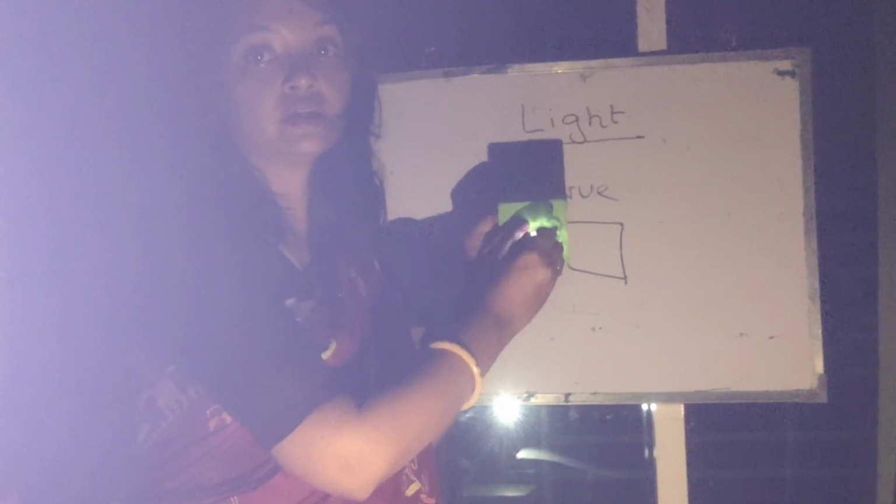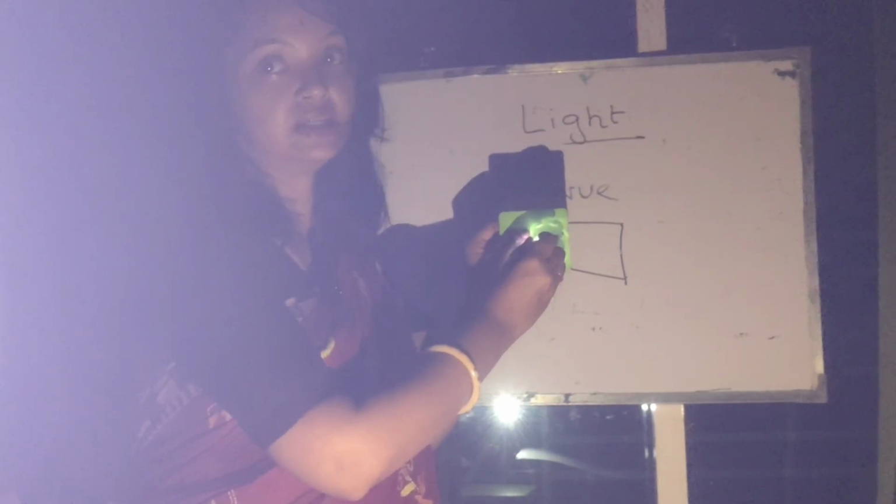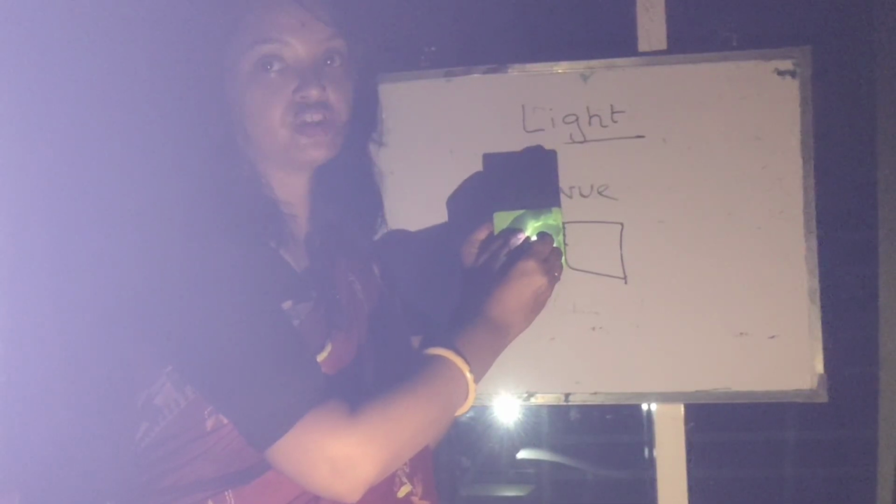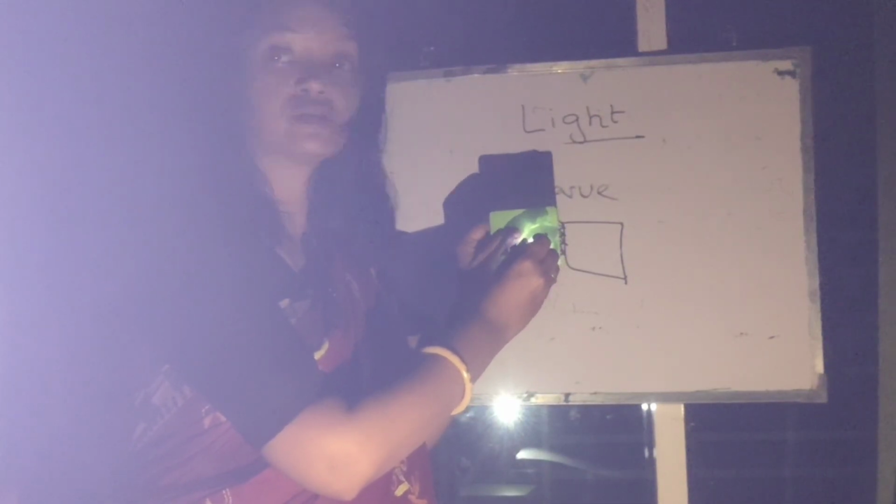And the third one is the opaque object. Suppose I have taken a board here and if we allow this, see, no light rays are coming on the board because this green object cannot allow a single ray of light through it. That is, it is an opaque object, it does not allow any light rays to pass through it. Hope you understood this. Please turn on the light.